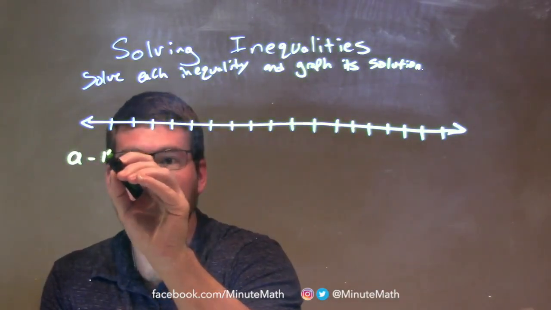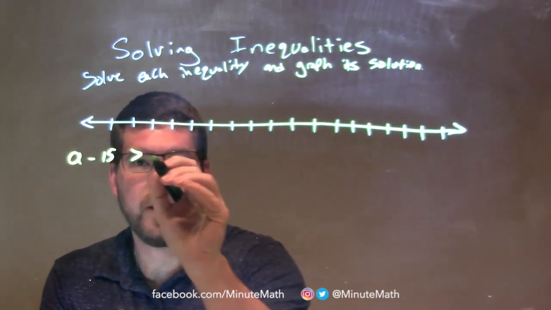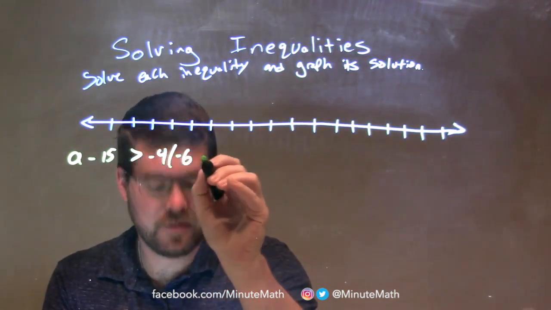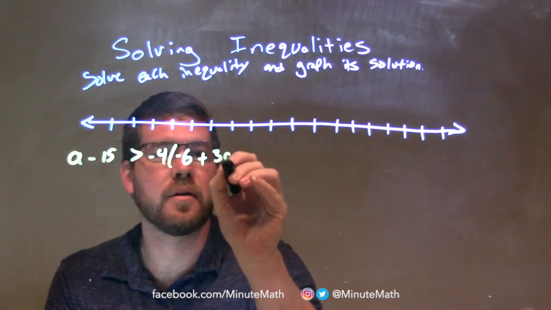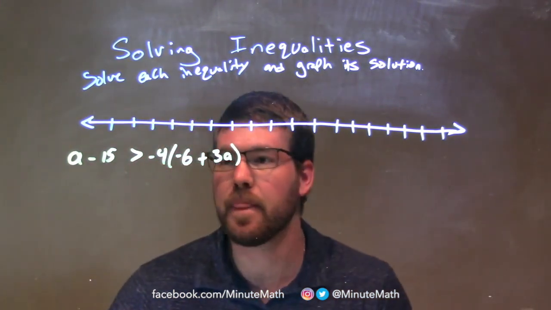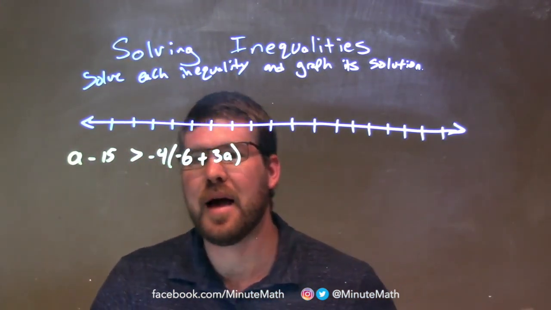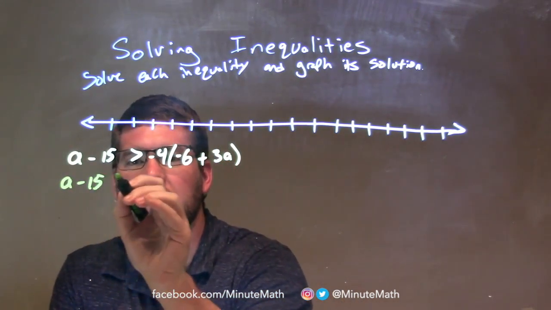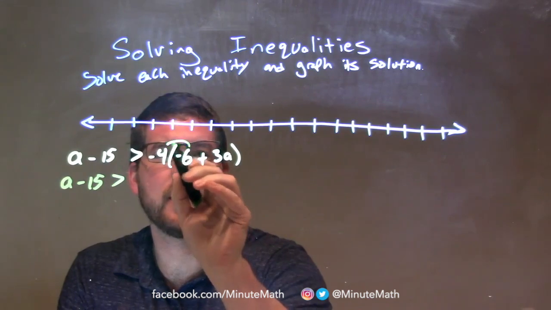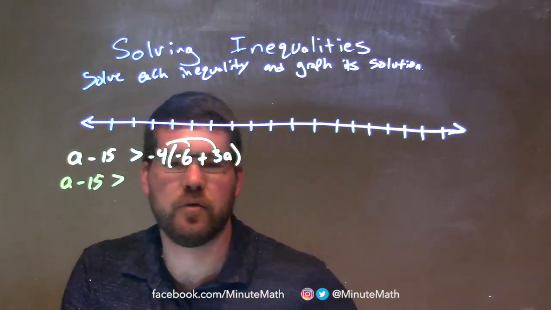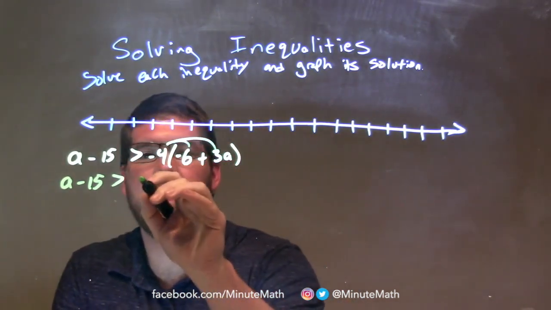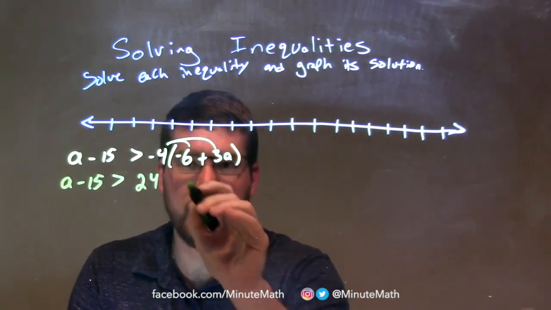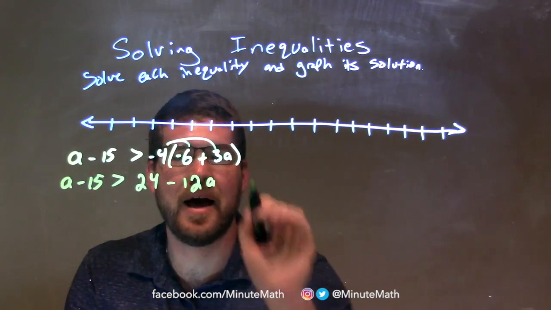a minus 15 is greater than -4 times (a - 6 plus 3a). Alright, so first thing I like to do here is distribute this -4 across. So I'm going to leave the a minus 15 right here is greater than. And then we'll distribute the -4 to both parts there. -4 times -6 is a positive 24. And then -4 times a positive 3a is a minus 12a.